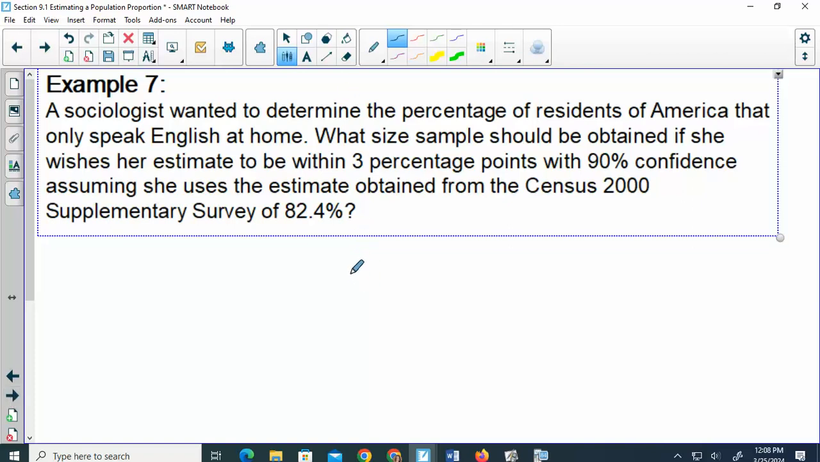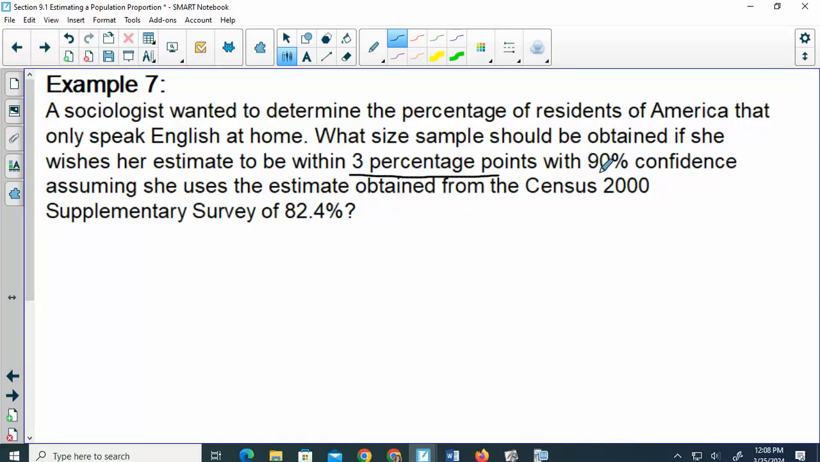A sociologist wants to determine the percentage of residents of America that only speak English at home. What sample size should be obtained if she wishes her estimate to be within 3 percentage points with 90% confidence, assuming she uses the estimate obtained from the census of 2000 of 82.4%? So do we have a prior estimate? Yes. So we're using that first formula.